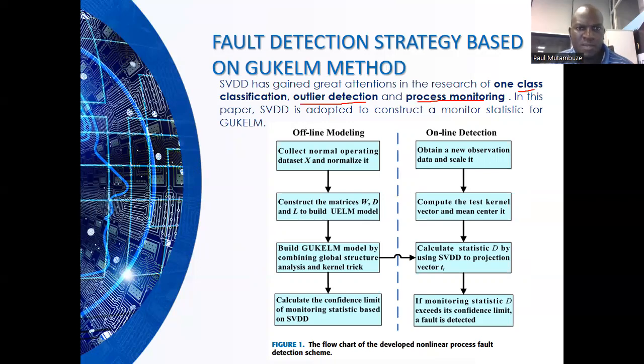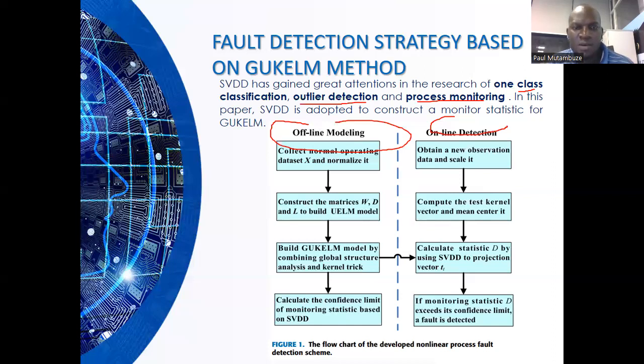Yes. So now for this particular case study, we have the offline modeling, and then we also have the online modeling. For the offline modeling, we collect a normal operating data set X and normalize it, then construct the matrices W, D and L. Build the GUELM model by combining the global structure analysis, the local structure analysis and the kernel trick. Calculate the confidence limits of the monitoring statistics based on SVDD.